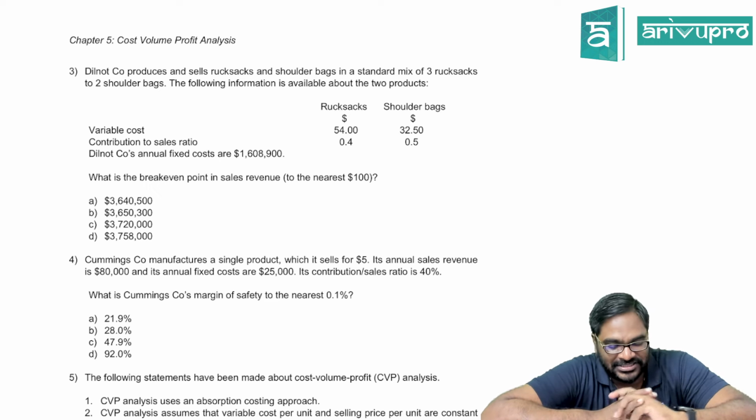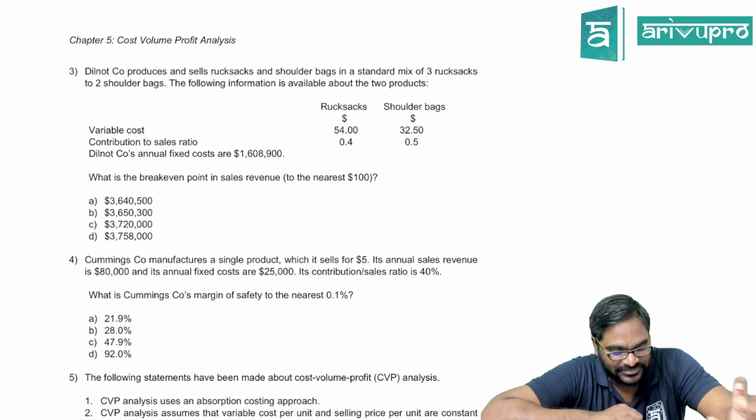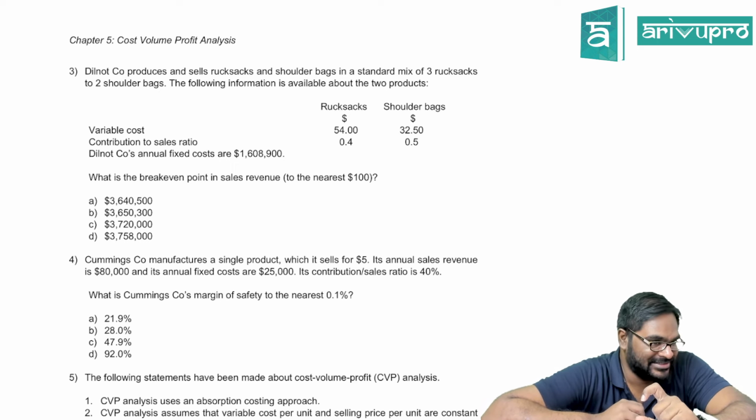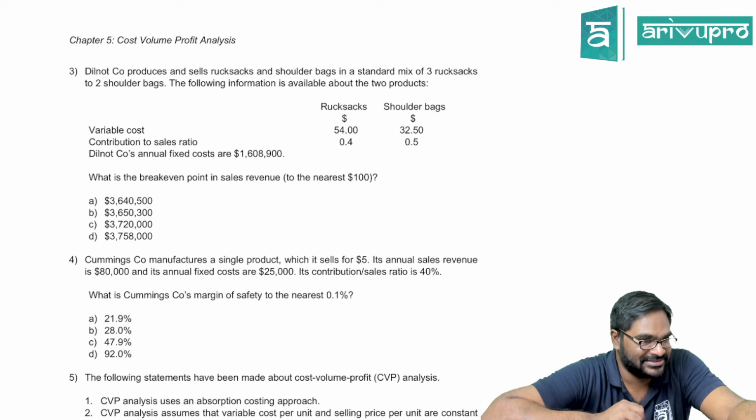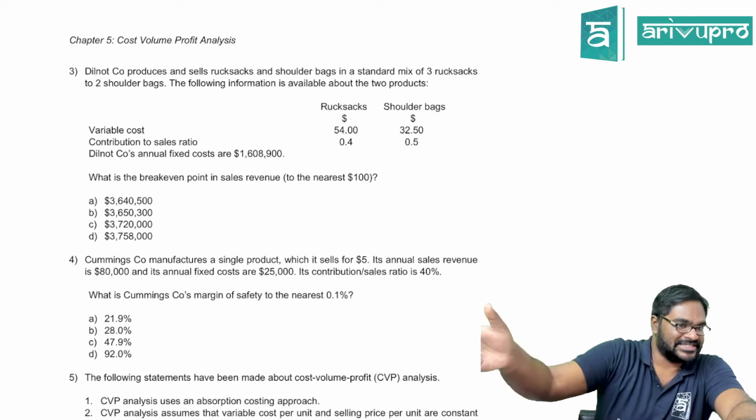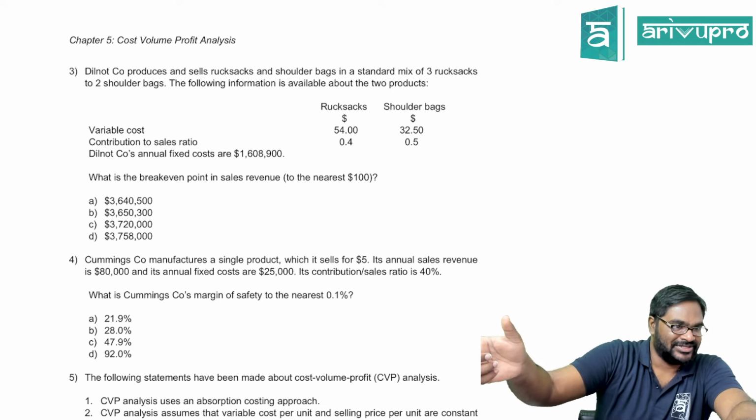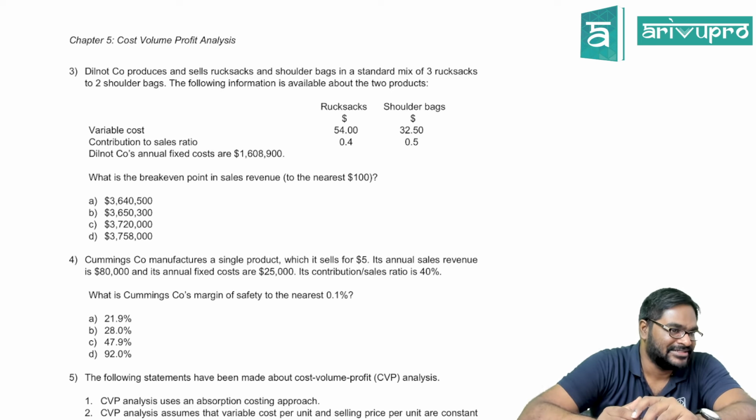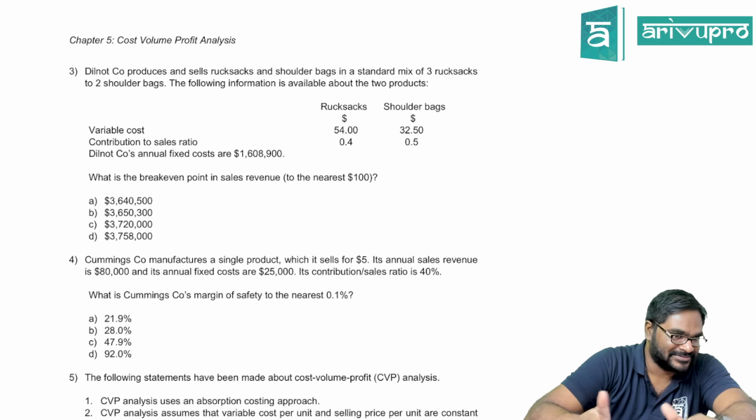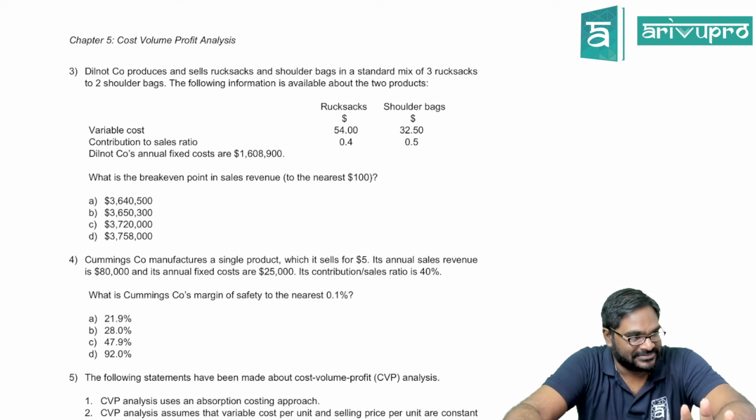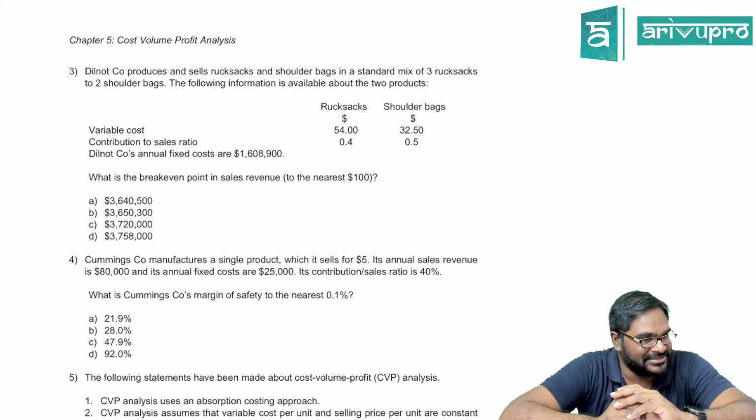Okay. So simply 40% is your contribution, which means 60% is your variable cost. Agree? So that means 54 is 60% of your sales price. If you divide it by 60 and multiply by 100, what will be the answer you get? And that would be the sales price. Agree? Clear? Same thing for shoulder bags as well. So try that and see whether it tallies.